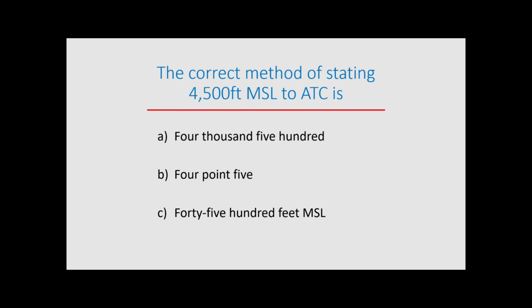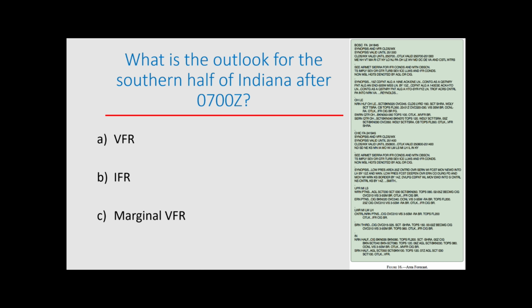The correct method of stating this altitude in MSL to ATC is 4,500. What is the outlook for the southern half of Indiana after 07 Zulu? It's VFR. Here's the southern half, VFR, Indiana.